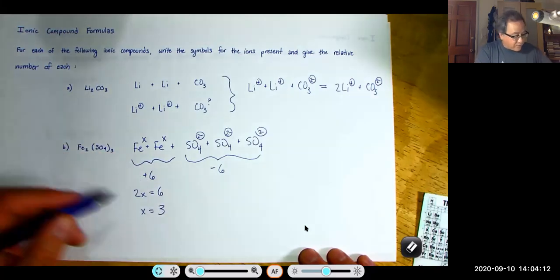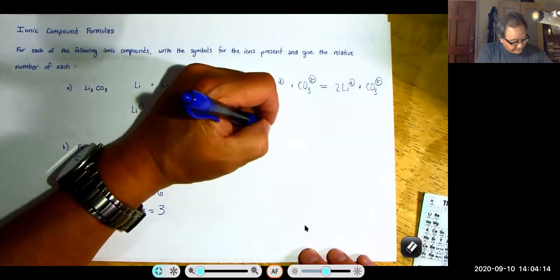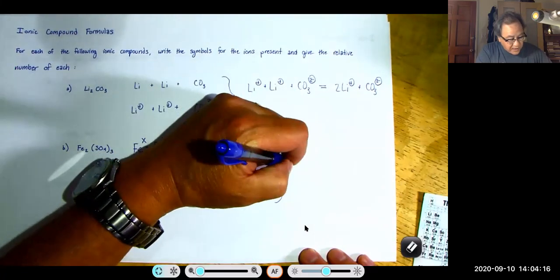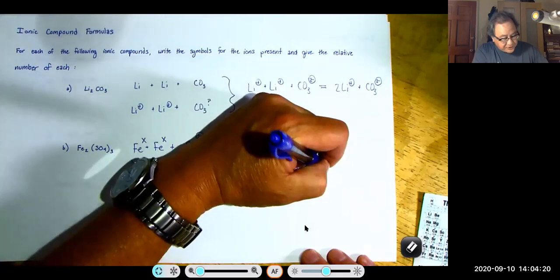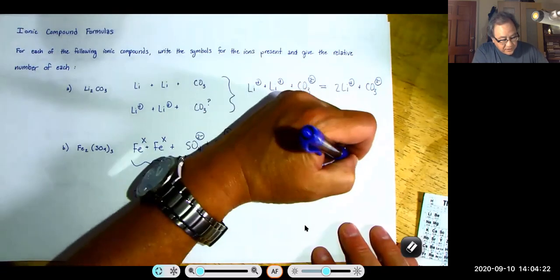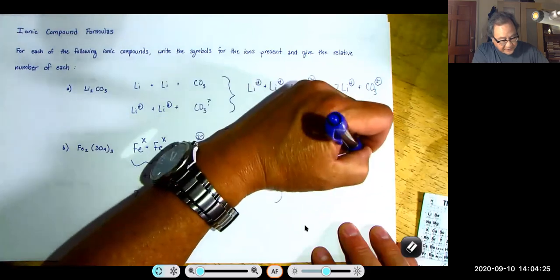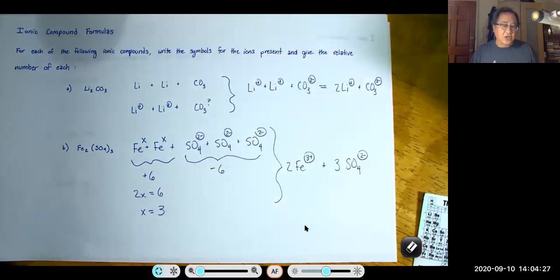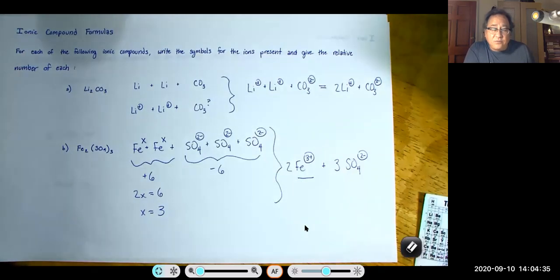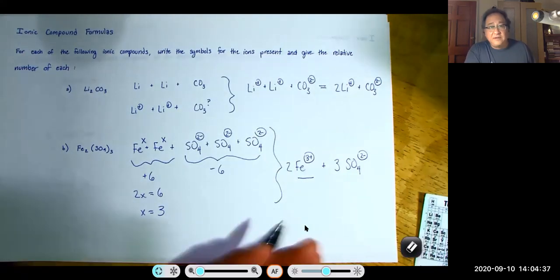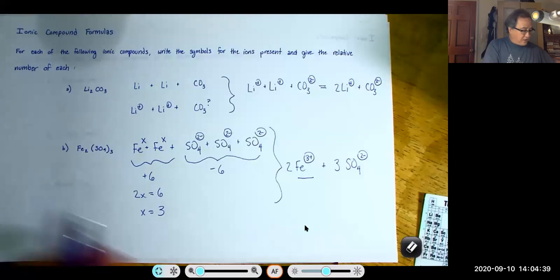So that means that we have 2 iron 3+ ions plus 3 sulfate ions. And that is the charge of each ion and how many of each. This thing here, where we write the formula of the ion with its charge, that's called the formula of the ion. Okay.